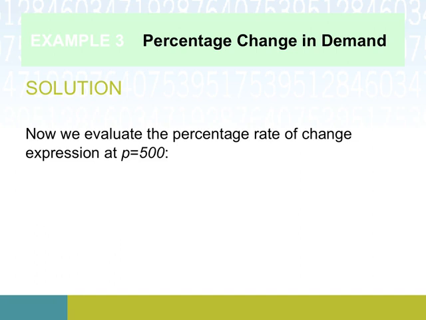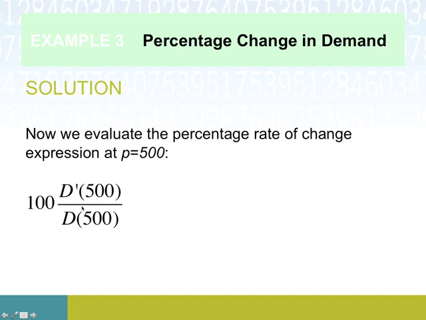So if we take p equals 500 and plug it into our percentage rate of change, this is our big old expression. And D prime of 500 is something we can figure out. We just figured out D prime of p for any value. And D of 500 just goes back to the demand function we were given to begin with.